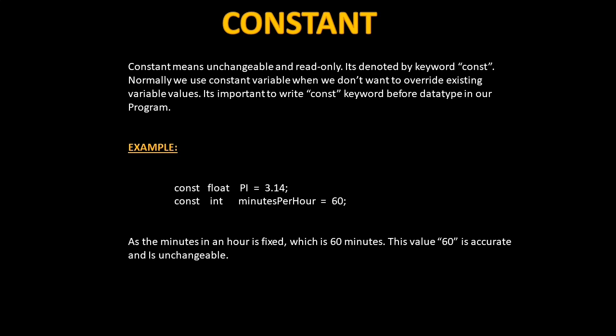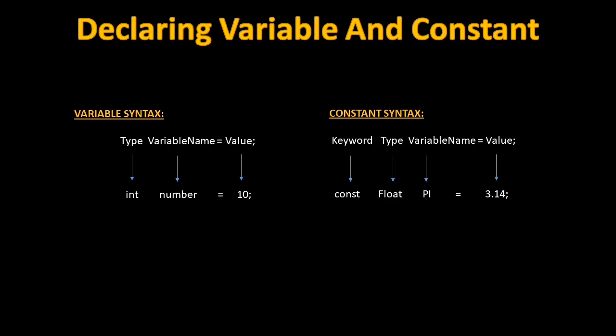Constants are also variables because they also allocate a location for data in memory, but the only difference is that the data stored in a constant variable cannot be changed, while the data stored in a variable can be changed. Now let's see the syntax of creating a constant variable and a variable. Here is the declaration of a variable and a constant variable. To create a variable, first we define its type, then the variable name, and then assign a value to that variable.